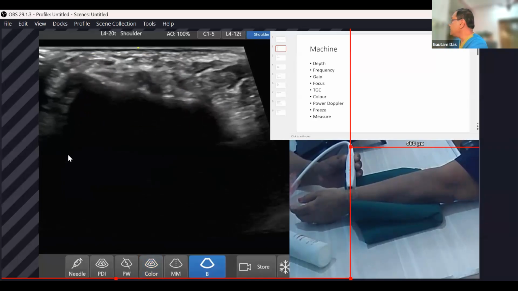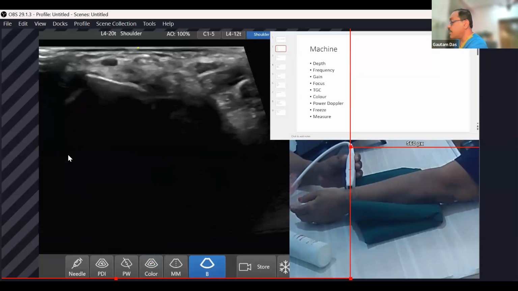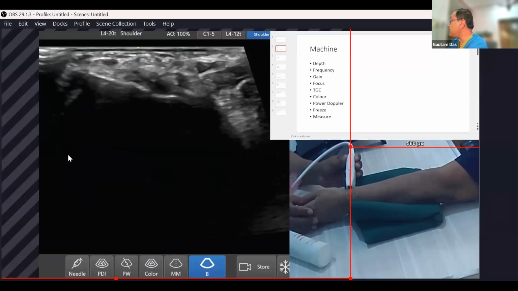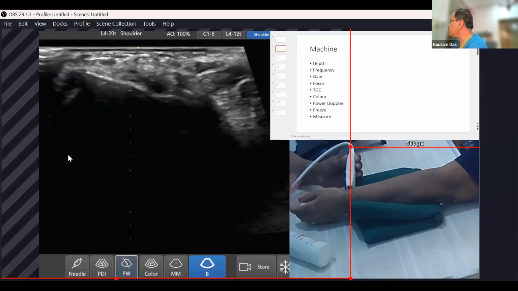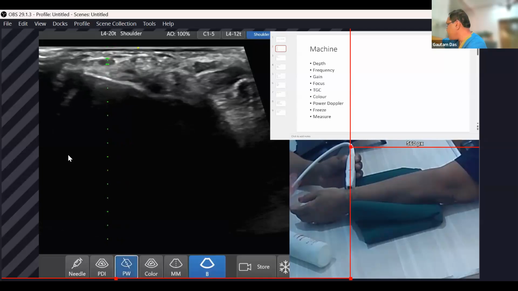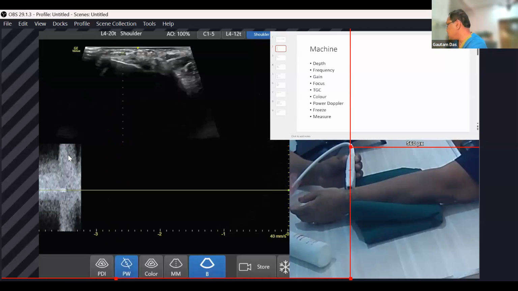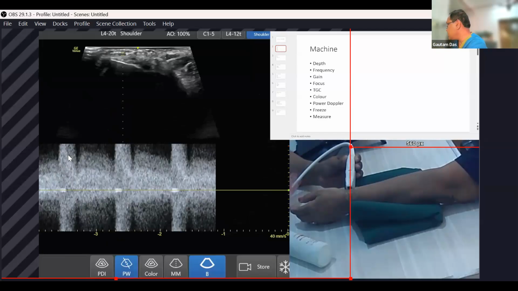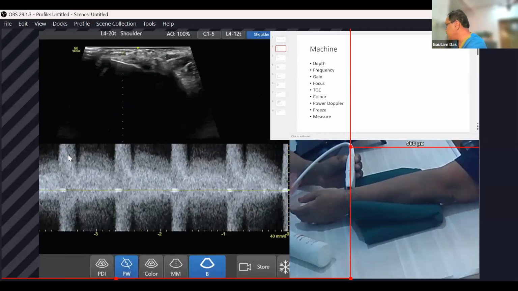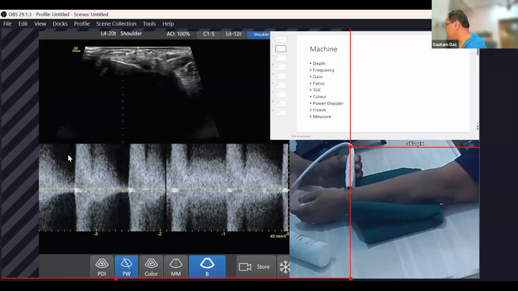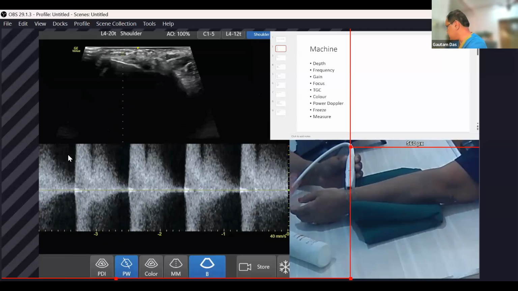And another is your power Doppler. Power Doppler is for when you wish to see particular structures, very tiny vessels, then you can use the power Doppler. So here I'm just showing you how the power Doppler works. This is my structure of interest here. So I'm putting it here. You can see there will be sound and there will be pulse waves. With that, you can understand that this was a vessel.